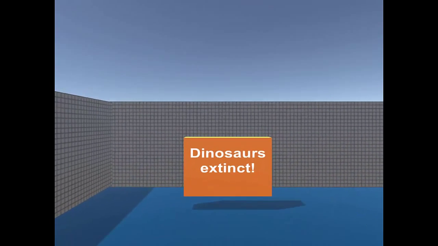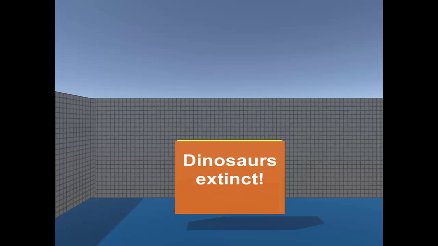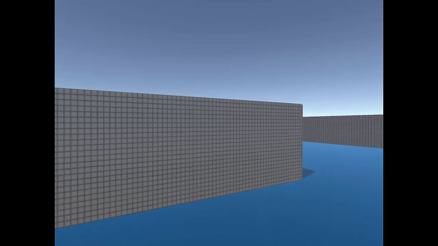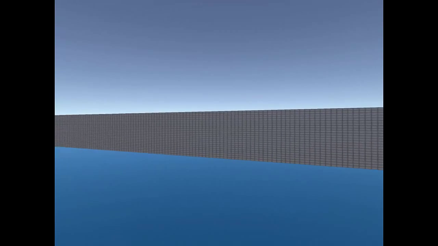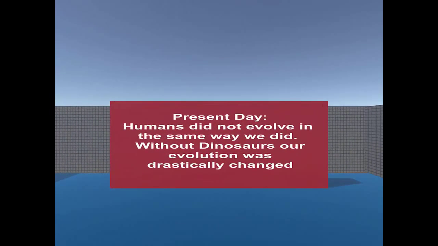Looks like this has set off a chain reaction and resulted in the dinosaurs becoming extinct. This has resulted in a present day where humans did not evolve in the same way we did. Without dinosaurs, our evolution was drastically changed. This is one of 5 scenarios that can result from our actions in this minigame. We will see the other 4 in the remainder of this video.